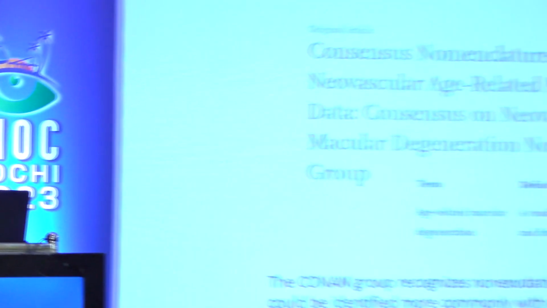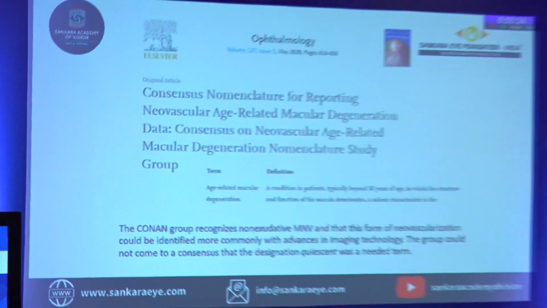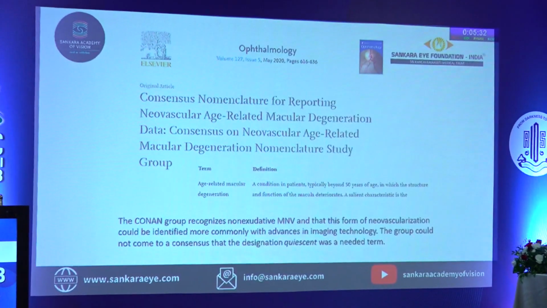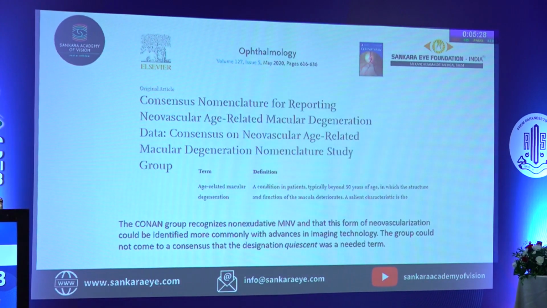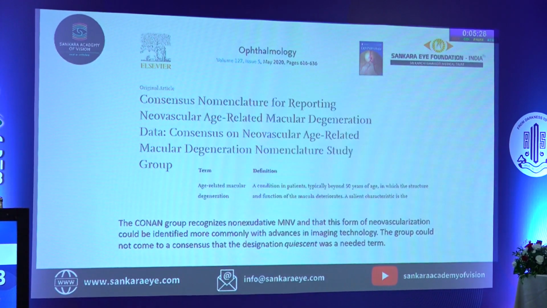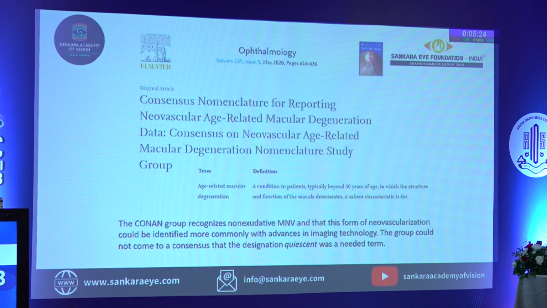AMD is defined as a condition, in patients beyond 50 years of age, in which the structure and function of the macula deteriorates. In that, non-exudative MNV, that is macular neovascularization, has been recognized, and it could be identified more commonly with advances in imaging technology. Previously it was named quiescent CNVM. The CONAN study group, which has recently published AMD nomenclature, didn't agree with the word quiescent.